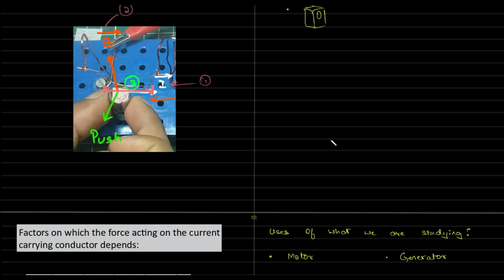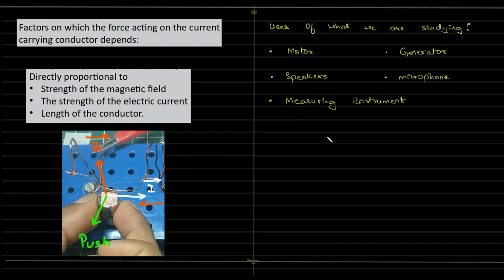Okay. So to summarize what we just understood. The factors on which the force acting on a current carrying conductor depends are the strength of the magnet, the strength of the electrical current, and the length of the conductor. The first 2 points make sense. The third point, if you think about it, it's kind of obvious, right? The longer the wire, the more exposure it has to the magnetic field, and thus more push.